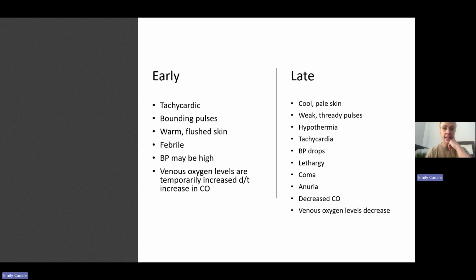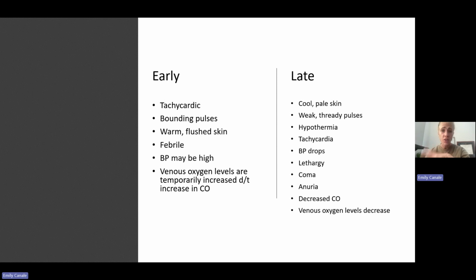So again, our early and late stages. You're thinking that poor vascular tone, vasodilation. Again, we have blood volume, but it's not being pumped to where we want it to go. Our filling pressures, our CVP, they're going to be low. Our SVR is low, again, because we're vasodilated.